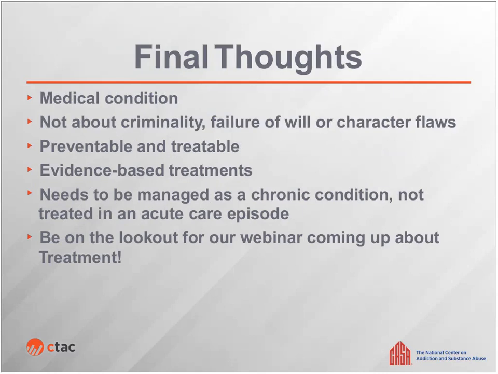So just to wrap up, we're going to review what we've talked about today. Addiction is a medical condition. It has roots in biology and the brain structures. And it's not about criminality or a failure of will or a moral failing. It is preventable and treatable. You can identify risks and try to minimize those, increase protective factors, and provide evidence-based treatments, and it needs to be managed as a chronic condition and not treated in an acute care episode.